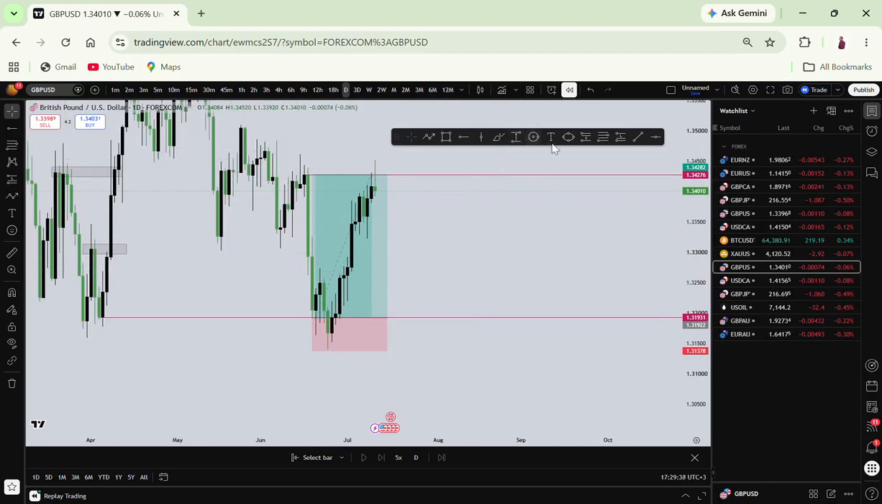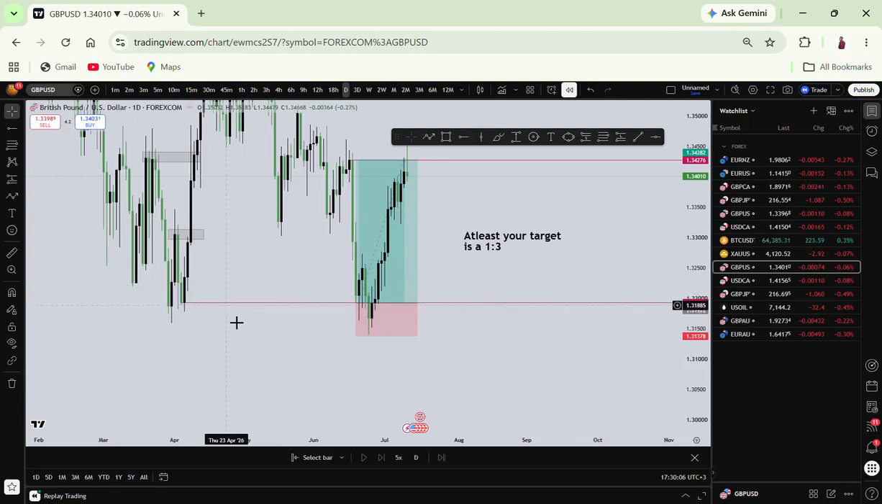You have to make sure that at least your target is a 1 to 2, at least it is a 1 to 3. You are risking $1 to make $3. So that means that if your stop loss is 50 pips, you are at least targeting 50 times 3. At least you are targeting a 1 to 3.